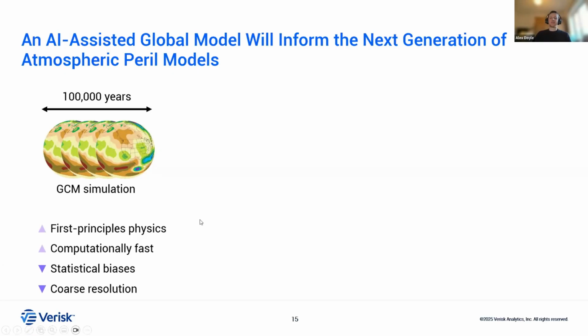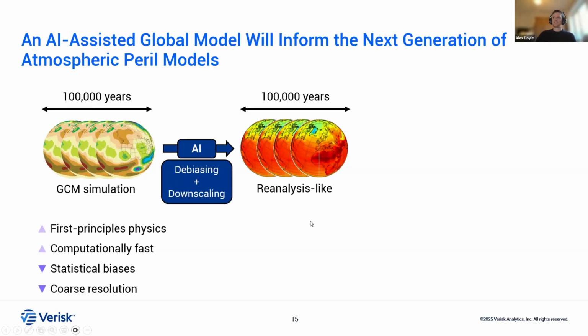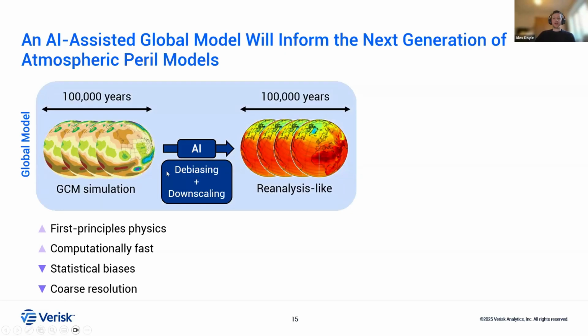So this is where we can bring in our reanalysis data, again, our best estimate of the historical atmospheric conditions, gridded over the entire world. And what we do is we bring this GCM to be more reanalysis-like by using AI, machine learning techniques. And this is actually machine learning-based neural networks, to be precise. And we use these to debias and downscale the original GCM, for example, to a regional simulation like a Europe domain. And this is what we call our global model and has been in development for many years now at Verisk.